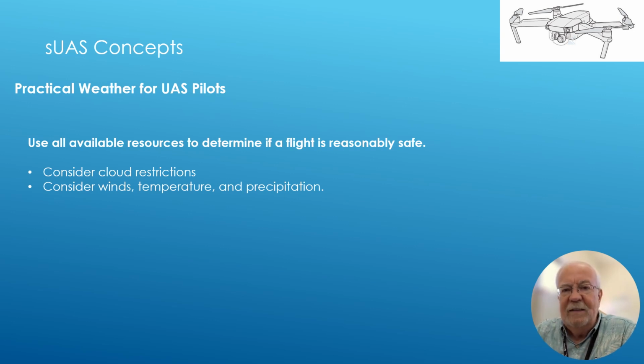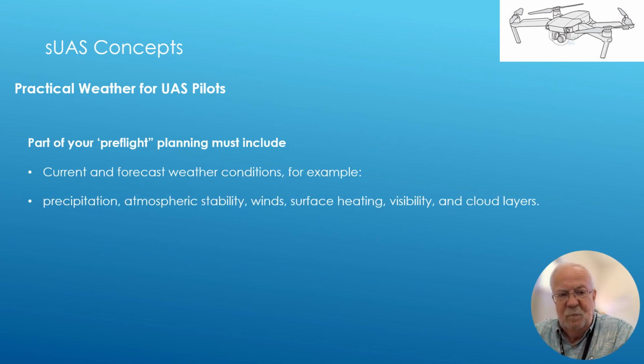Obviously, there are some regulatory issues as well. How close can you come to a cloud? The regulation says you cannot fly any closer to a cloud than 500 feet below it or 2,000 feet horizontally from it. And what kind of visibility you need. Those are things that weather reports will give you. Three statute miles of visibility from the control station is required. Winds, temperature, is it going to rain, etc. So there's all kinds of other issues as well. Weather is a very important issue.